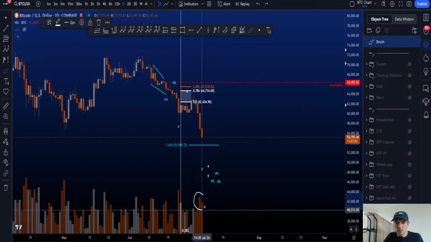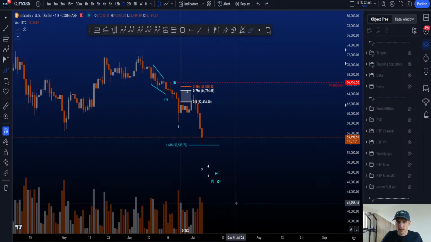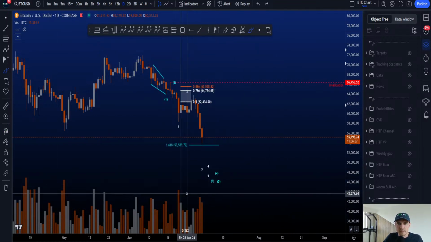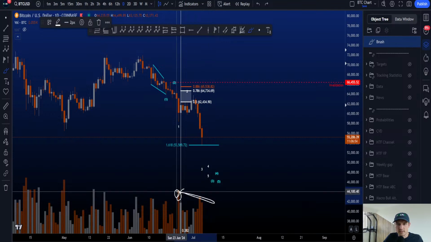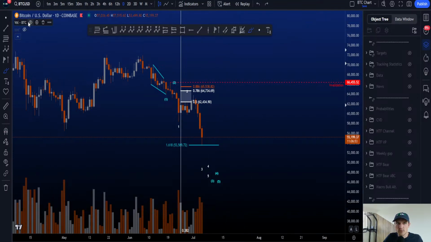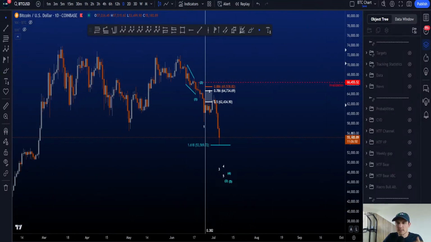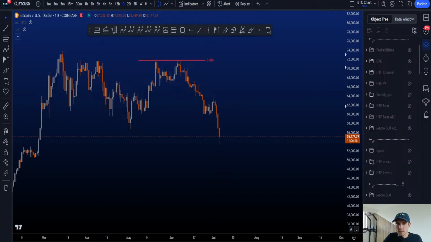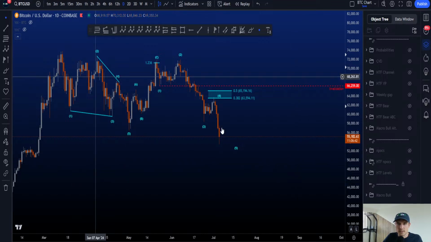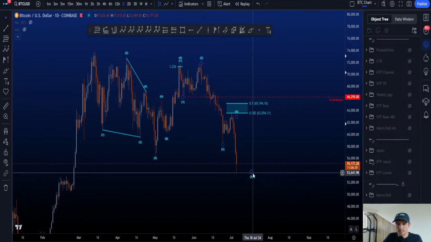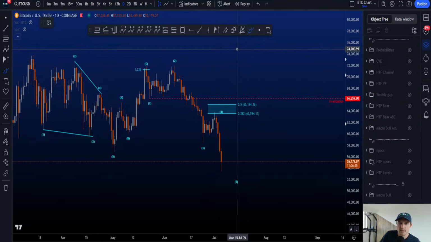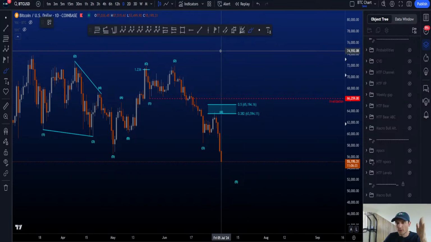But as you can see, the volume is lacking, right? Wave 3 of 3 should have the highest amount of volume. And that is not the case. We have lower volume, so that's not really what you want to see. So the fact that the volume is still not really picking up is still a positive sign for the bulls. This is a bearish impulse scenario.